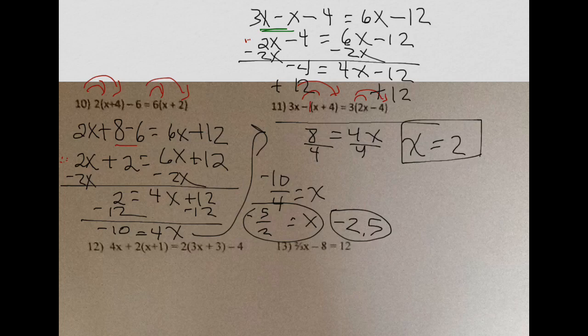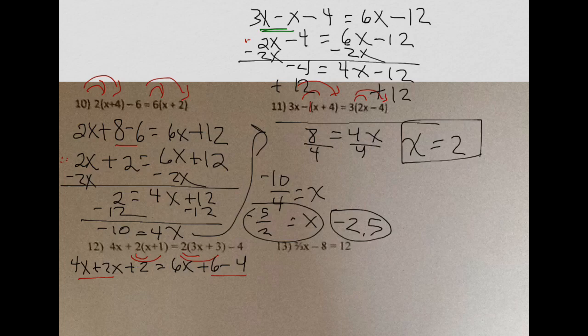Okay, for number 12, same concept again. Let's get rid of these parentheses here. Distribute the 2 on both sides first. So we have 4x plus 2 times x is 2x. 2 times 1 is 2. 2 times 3x is 6x. 2 times 3 is 6. Bring down the 4. Like terms here and also over here.